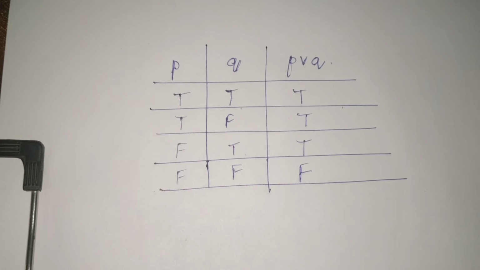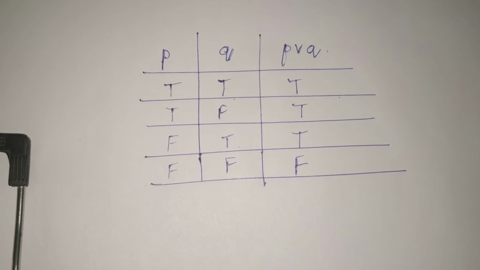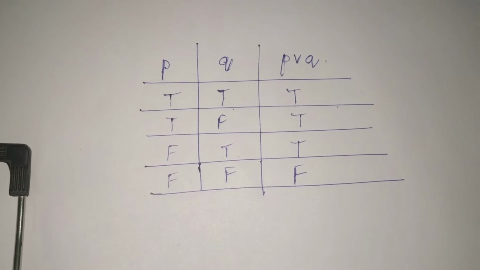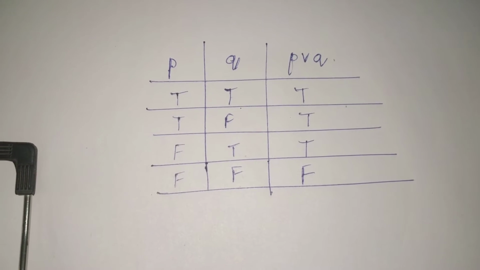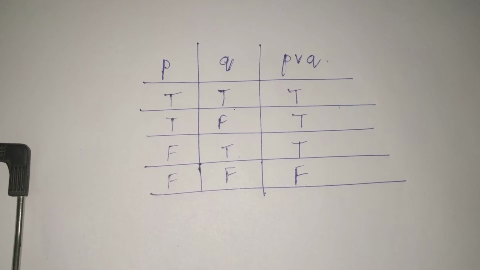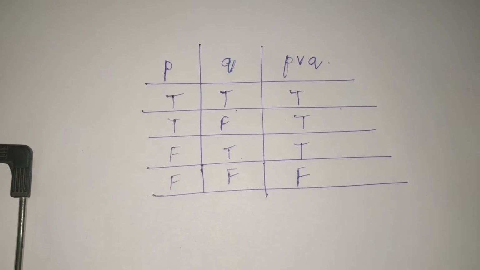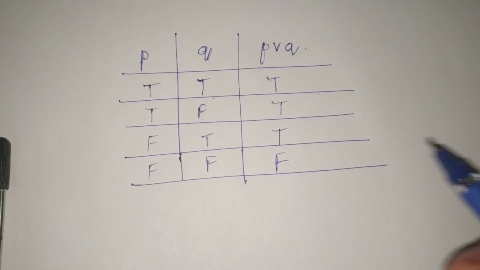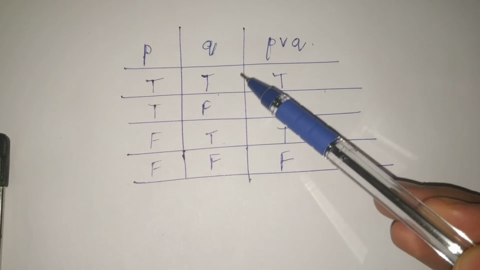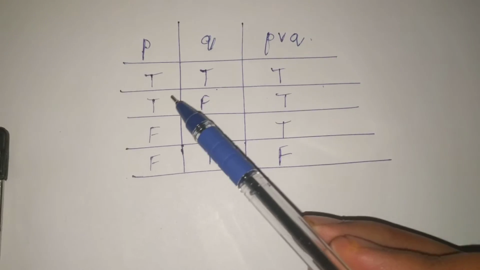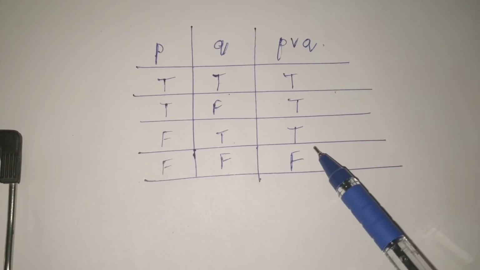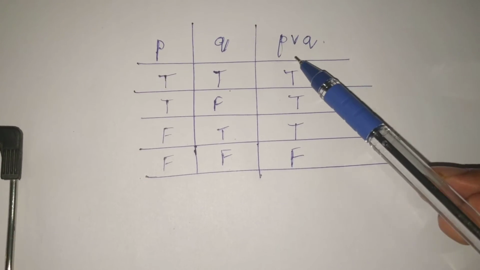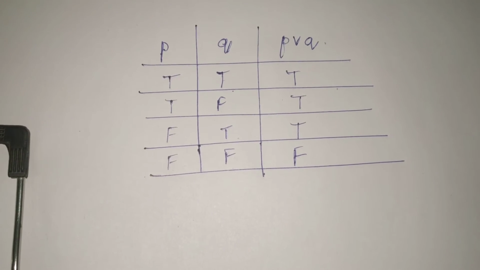So remember, if you're finding the connective of P or Q, even if one of the statements is true, your compound proposition will be true. If both the simple propositions or even one of the simple propositions is true, your compound proposition will be true. So first write TTFF, TFTF. Then even if one of them is T, your answer will be T. If both of them are false, it will be false. This is the case for P or Q.